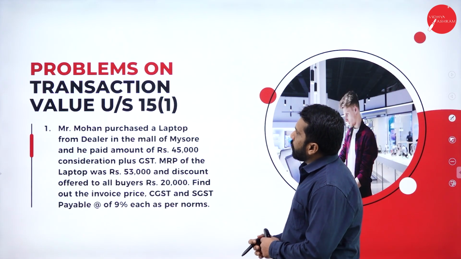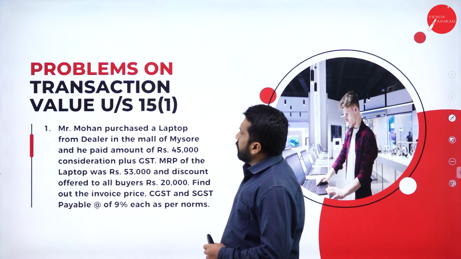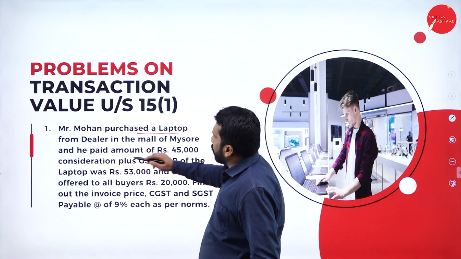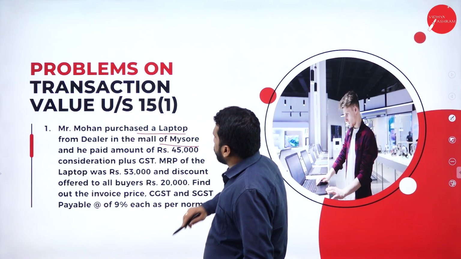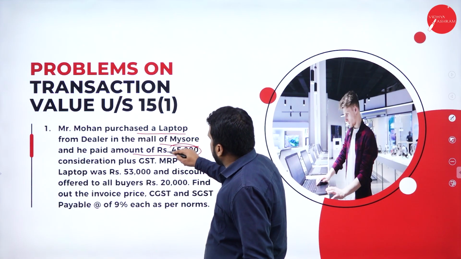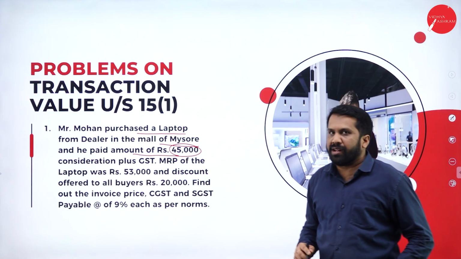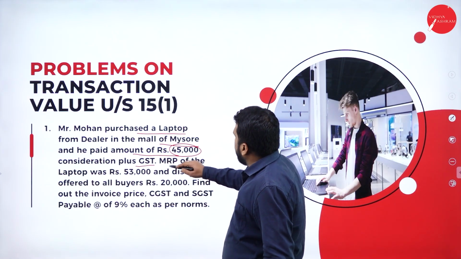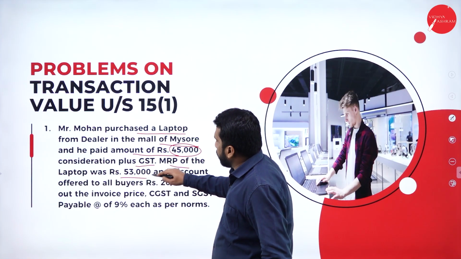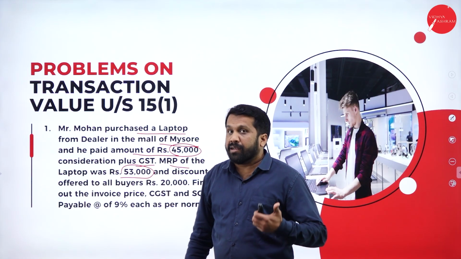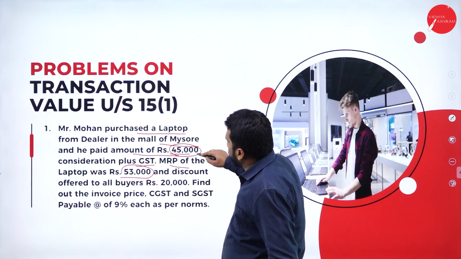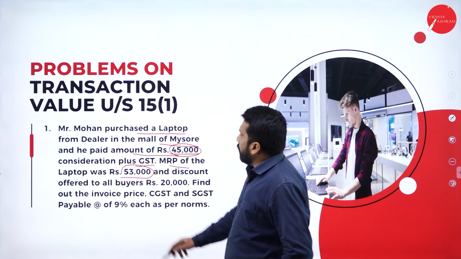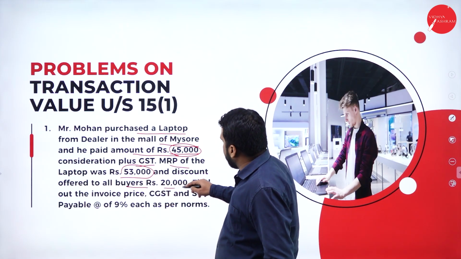Now, problems on transaction value. We'll go with problem number 1. Mr. Mohan purchased a laptop from a dealer in Mall of Mysore. He paid an amount of 45,000. How much did he paid? 45,000, consideration plus GST. MRP of the laptop was 53,000. What is the MRP? 53,000. But what amount is paid? 45,000 is paid. Now, offer to all the buyers rupees 20,000.